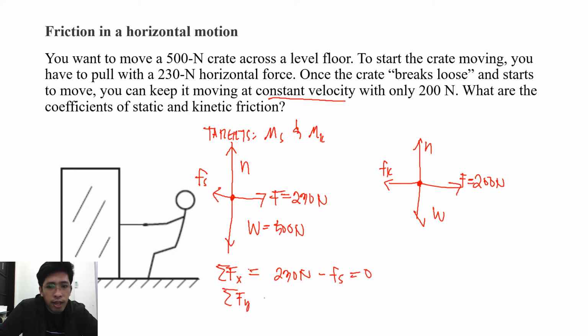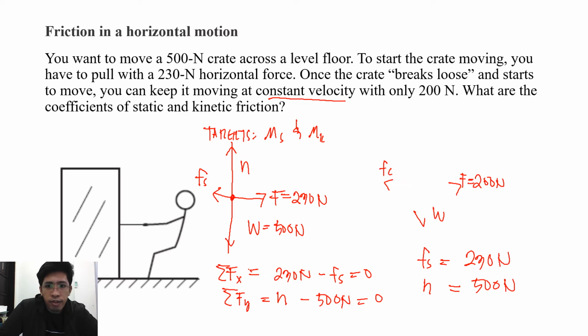And along the y you have your normal force minus your weight, which is equal to 500 newtons, and that is equal to 0. So here your friction Fs is equal to 230 newtons, while your normal force is equal to 500 newtons. Let me erase this one first, and then let's just redo it later.